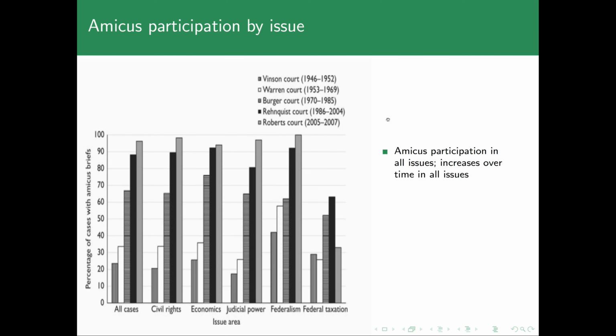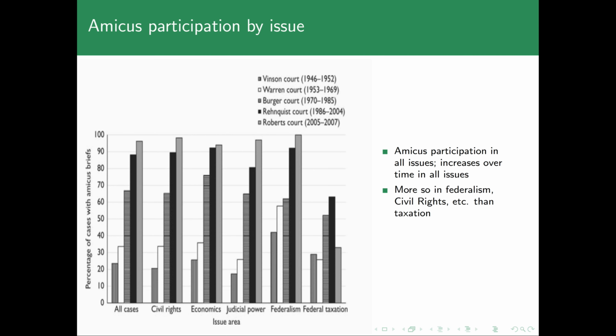And long story short, what we see is that amicus participation happens in all issues, right? So the participation is not driven by a single issue. But we also see that there are increases over time in all issues, right? So with exceptions like federal taxation, in all instances, the Roberts Court has more amicus participation than the Rehnquist Court, than the Burger Court, than the Warren Court, than the Vinson Court.